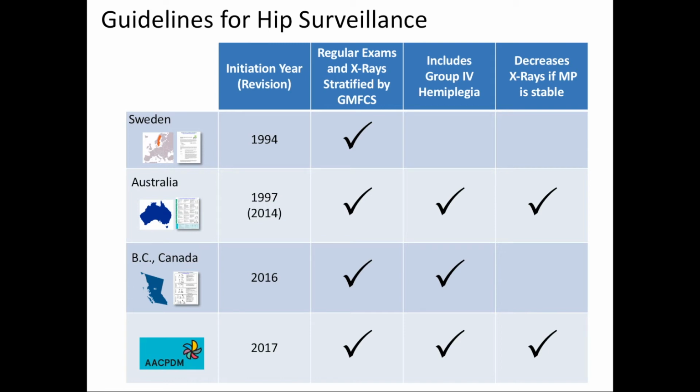Hip surveillance works, and there are several guidelines that you can use for hip surveillance in your community. The Swedish guidelines are the oldest and were instituted in 1994. The Australian guidelines in 1997 and then revised in 2014 include a group 4 hemiplegic gait pattern recommendations and also recommendations on decreasing the amount of x-rays if the migration percentage is found to be stable. The British Columbia guidelines include many of these features, and most recently, the American Academy of Cerebral Palsy and Developmental Medicine released guidelines that incorporate the lessons learned from all of these guidelines previously.